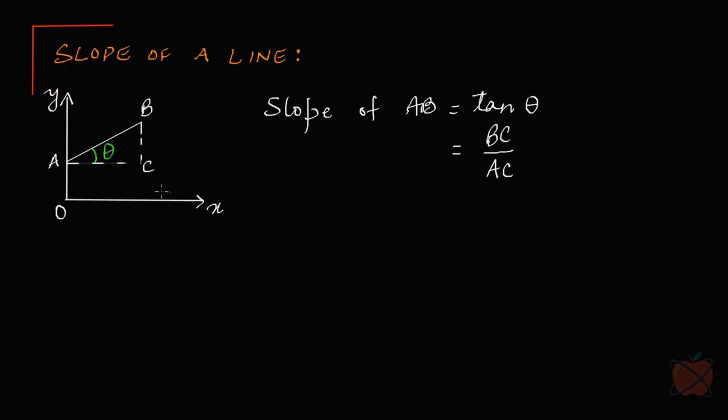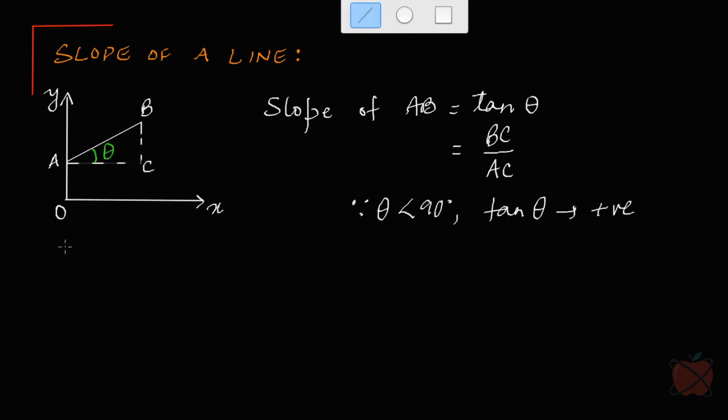All right, and here, since theta is a positive value, we imagine theta to be rotating anti-clockwise. Since theta is acute, meaning less than 90 degrees, tan theta will be positive. So a line which goes in this direction, which goes this way, we say that it has a positive slope. Okay, what about a negative slope line?